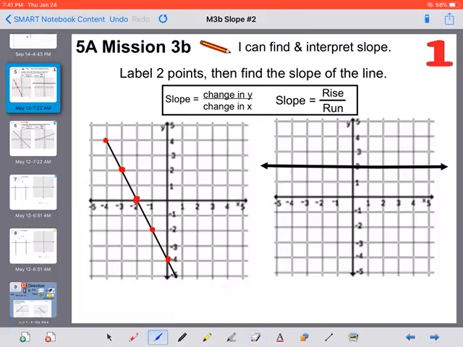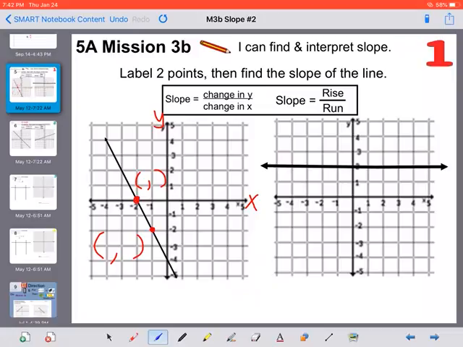So I'm just going to pick 2 of the points. I'm going to pick these 2 in the middle, but you can pick any 2 that you want. So we're going to label the points. X, Y, remember X goes left to right, Y goes up and down. We're going to label both points.